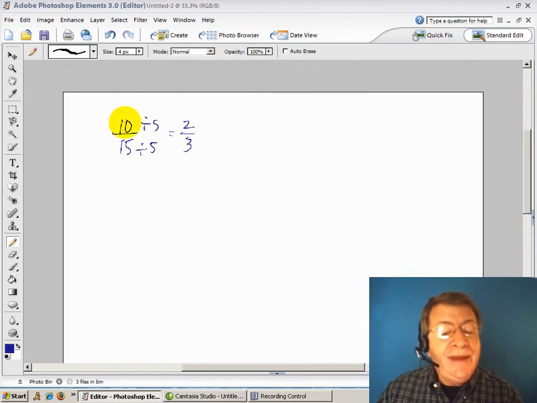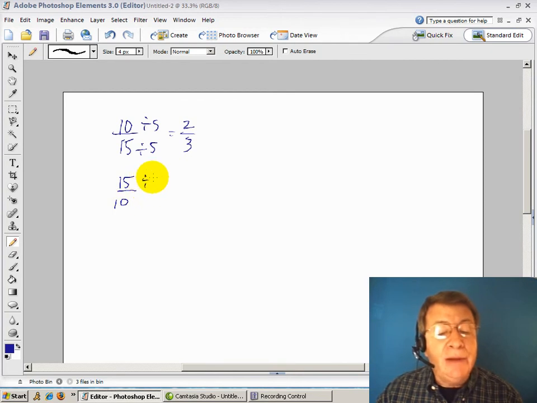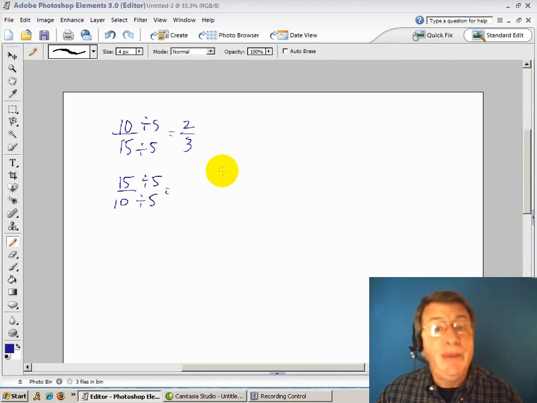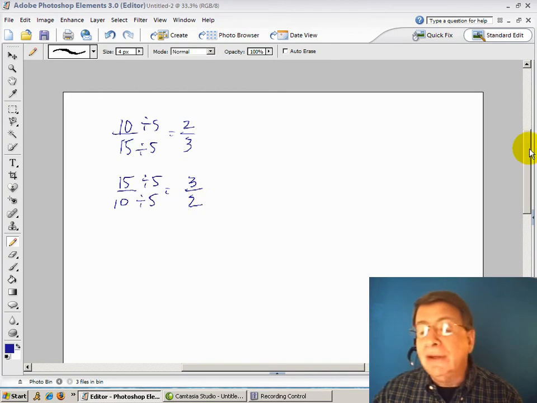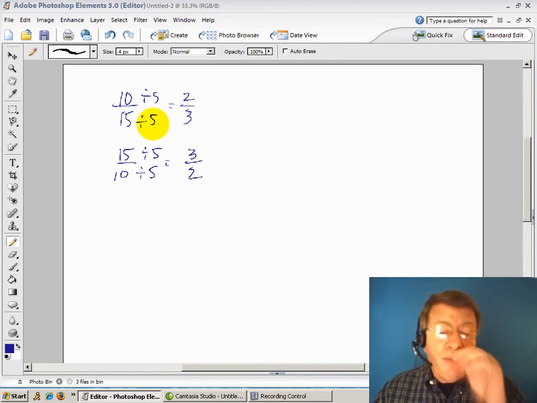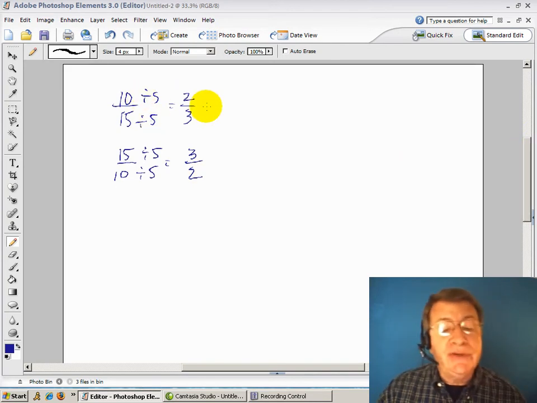However, what if the 10 and the 15 were reversed in this case? What if we had the 15 on the top and the 10 on the bottom? The concept of reducing is still the ability to divide top and bottom by the biggest number we can, in this case 5, and that will give us 3 divided by 2. Both of these are reduced to their lowest terms.